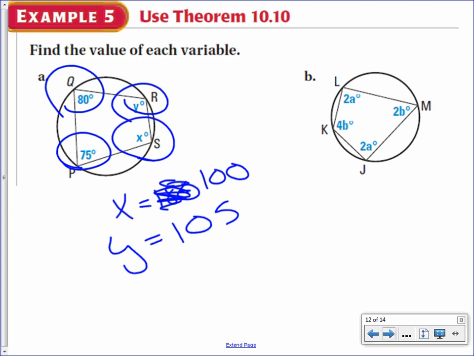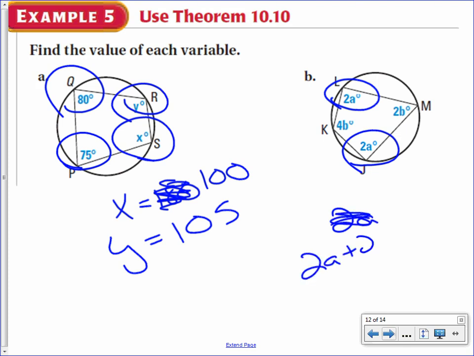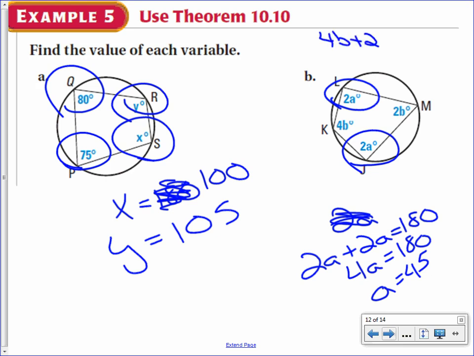All right, the next one. 2a equals 2a. We're not going to get anywhere with that. No. 2a plus 2a equals 180. There you go. 4a equals 180. Or a equals 45. Perfect. And then as a secondary one, you'd go 4b plus 2b. Put up there, 4b plus 2b equals 180. 6b equals 180. Or b equals, that would be 30. Perfect.